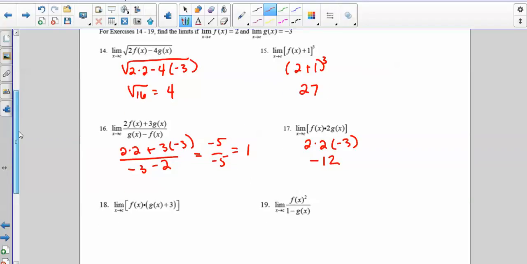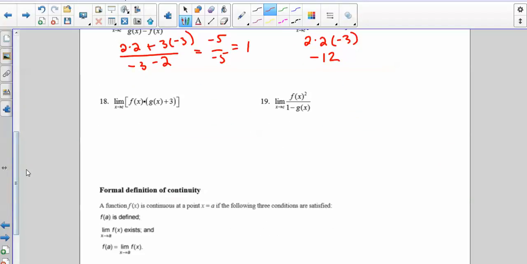And let's look at the next two. In 18, f of x is 2, g of x is -3. So using order of operations, I'll add these first, and I get 2 times 0, which is 0. And then this last one, f of x is 2, so 2 squared over 1 minus -3, which is 4 over 4, which is 1.